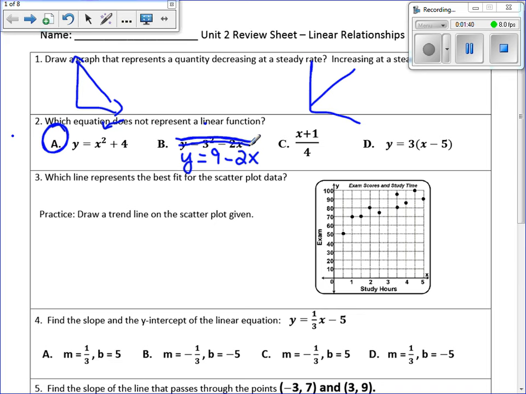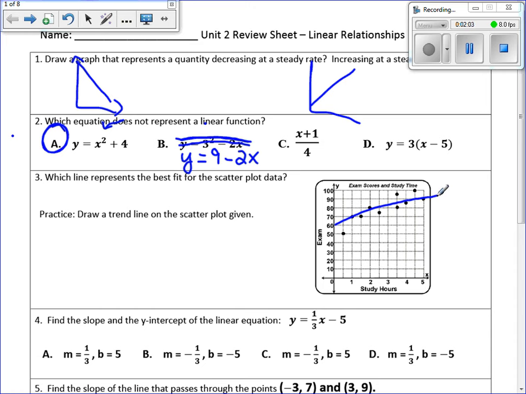Number 3, which line represents the best fit for the scatter plot data? So just to practice, draw a trend line on a given scatter plot. Remember, you want to draw a straight line through the middle of the data. It has to be a straight line, and it has to be as in the middle of the data as possible. It does not need to start at the origin. So I'm just going to estimate here, something like that.